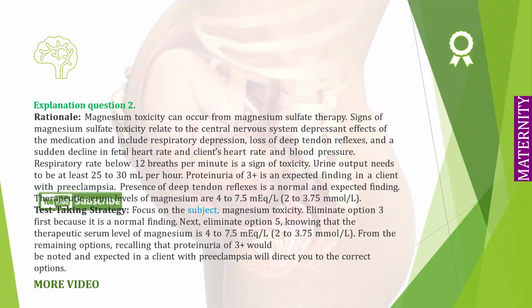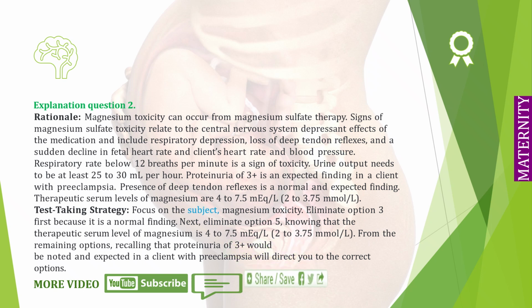Explanation. Question 2. Rationale. Magnesium toxicity can occur from magnesium sulfate therapy. Signs of magnesium sulfate toxicity relate to the central nervous system depressant effects of the medication and include respiratory depression, loss of deep tendon reflexes, and a sudden decline in fetal heart rate and client's heart rate and blood pressure. Respiratory rate below 12 breaths per minute is a sign of toxicity. Urine output needs to be at least 25 to 30 milliliters per hour.